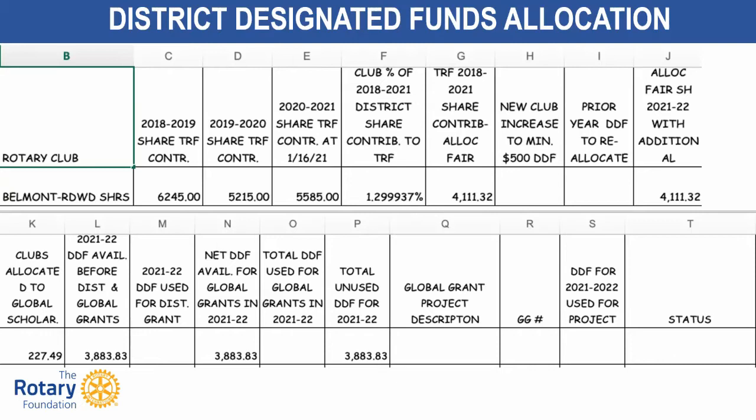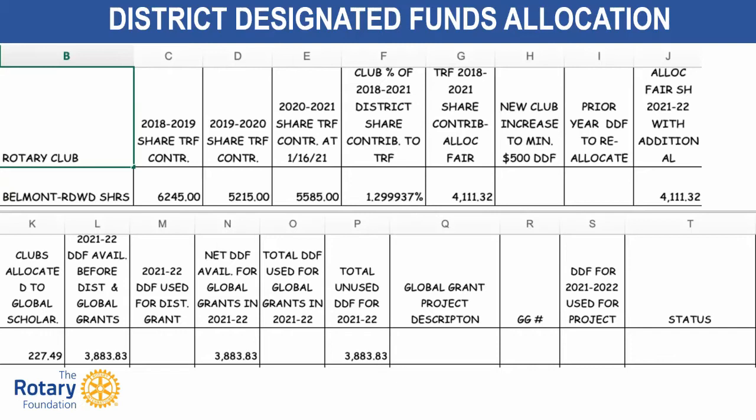So those numbers are added up. They are compared to the total for all the clubs in the district. And then this percentage is calculated. And in this case, for Belmont Redwood Shores, it's 1.299937% as shown in column F.